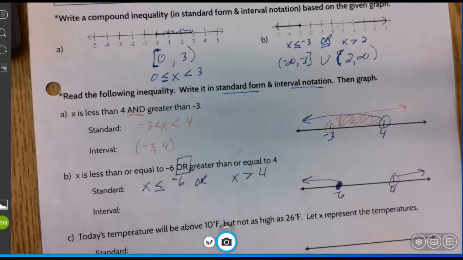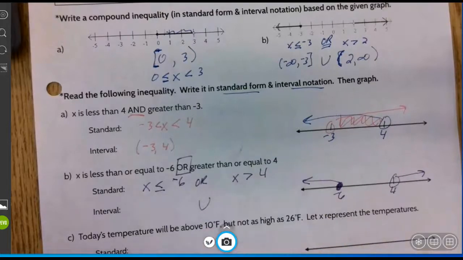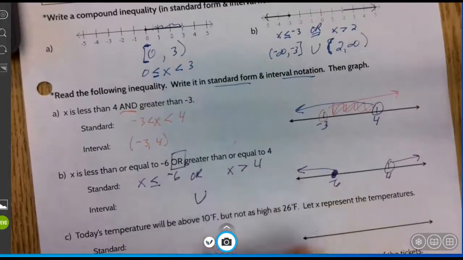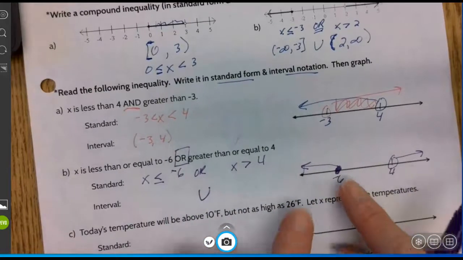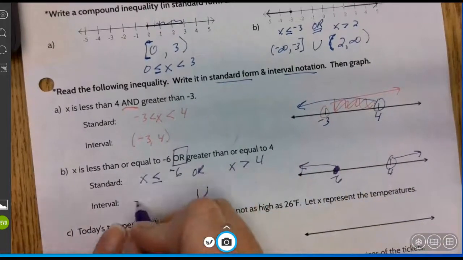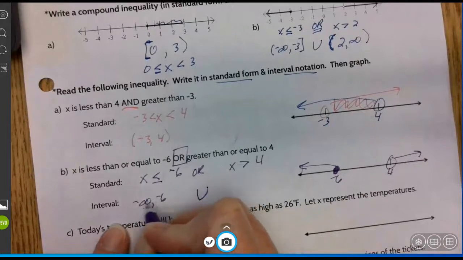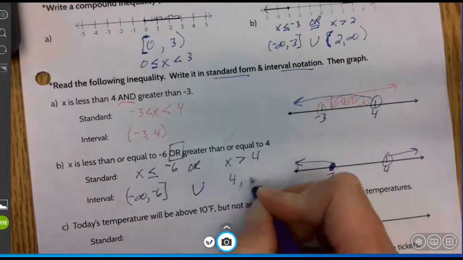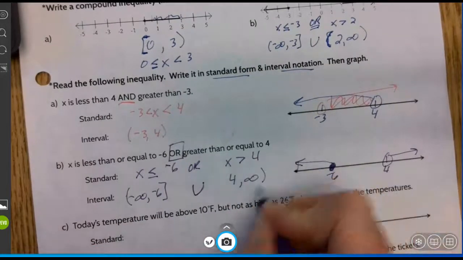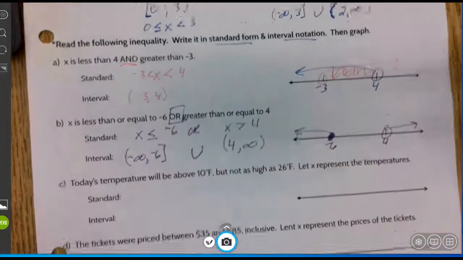Interval notation, then again, this is going to be that union, or we always use the union symbol in here. And we have -infinity, so pull it straight out, -infinity to -6. And this is a parentheses and a square bracket. And this goes from 4 to +infinity. This one has a parentheses, they both do.